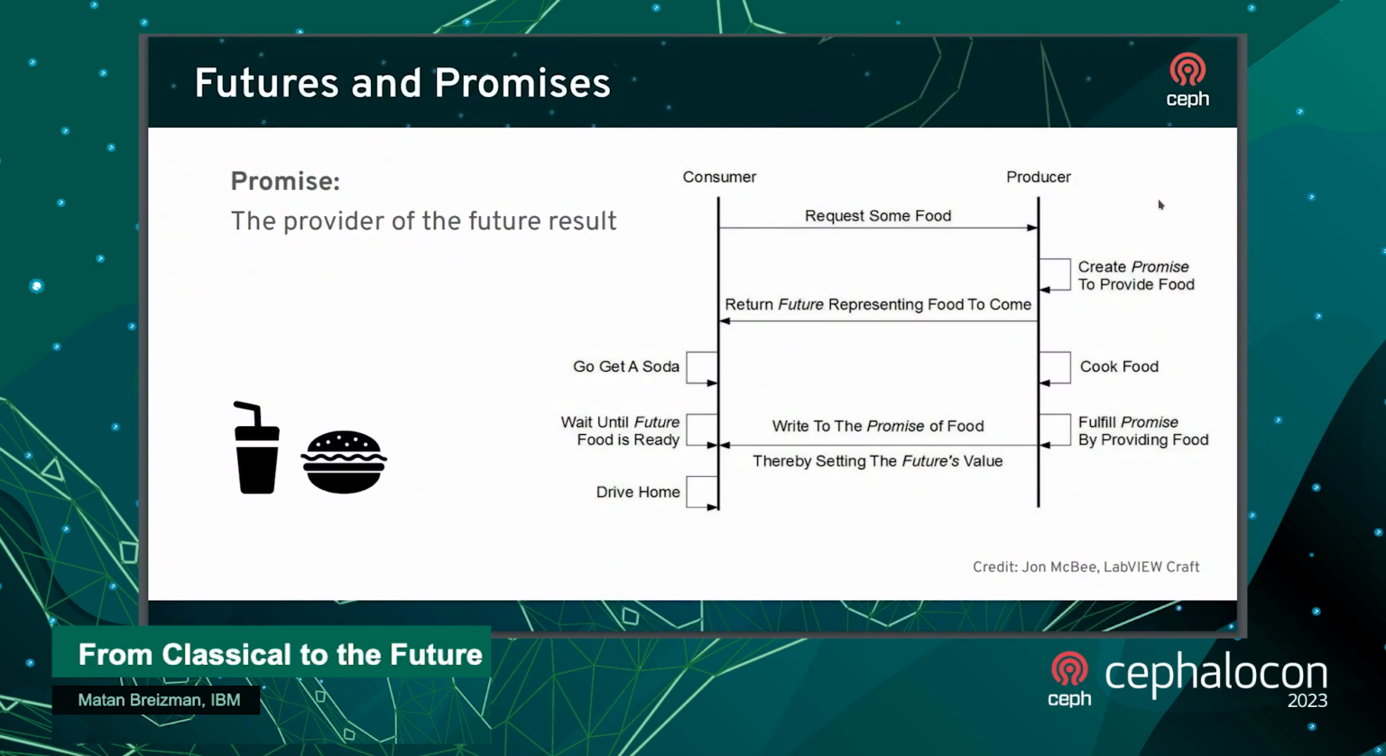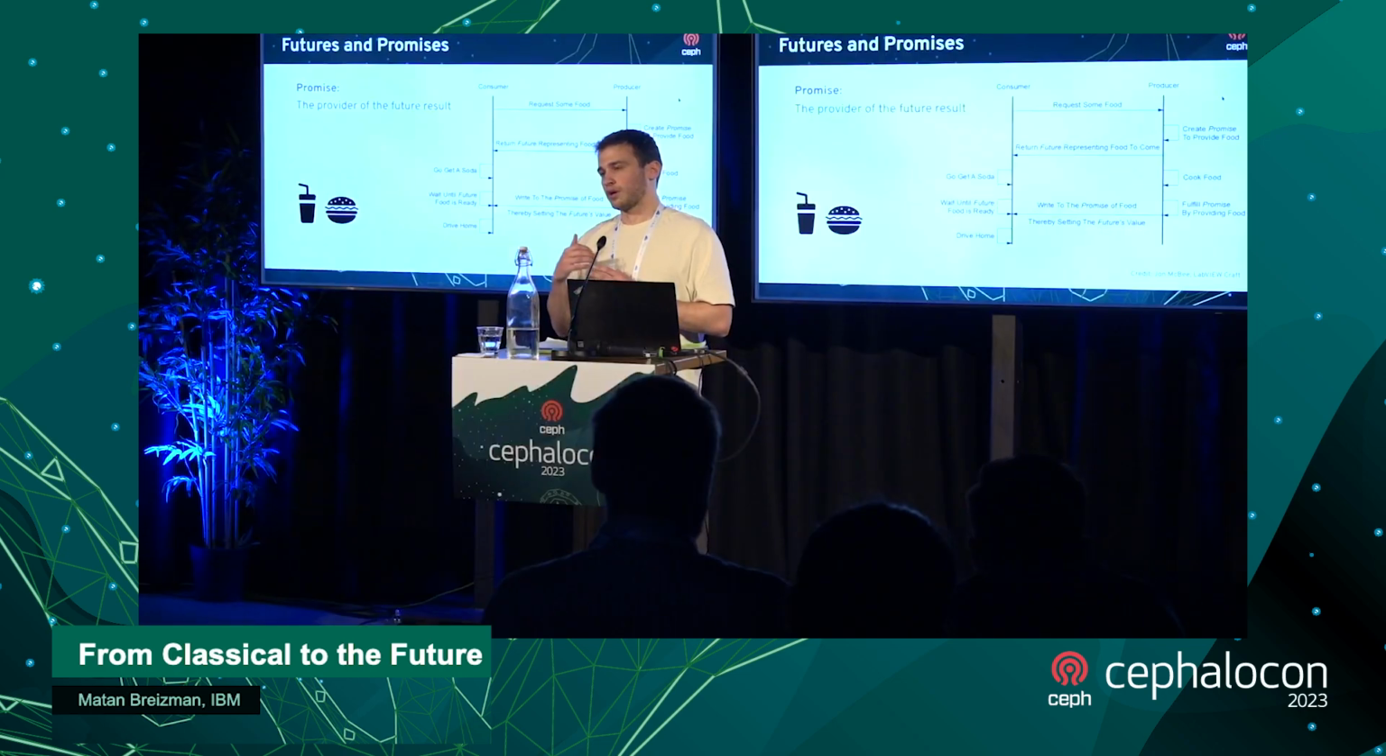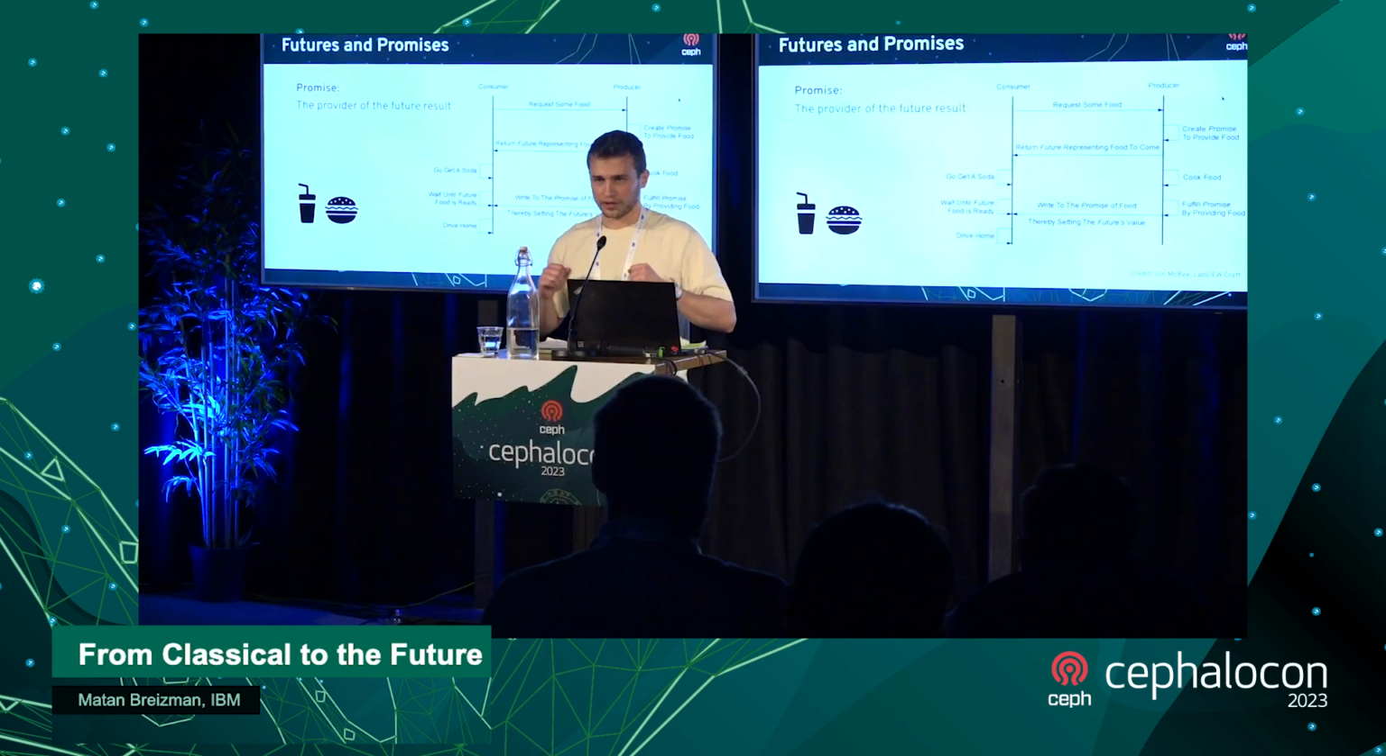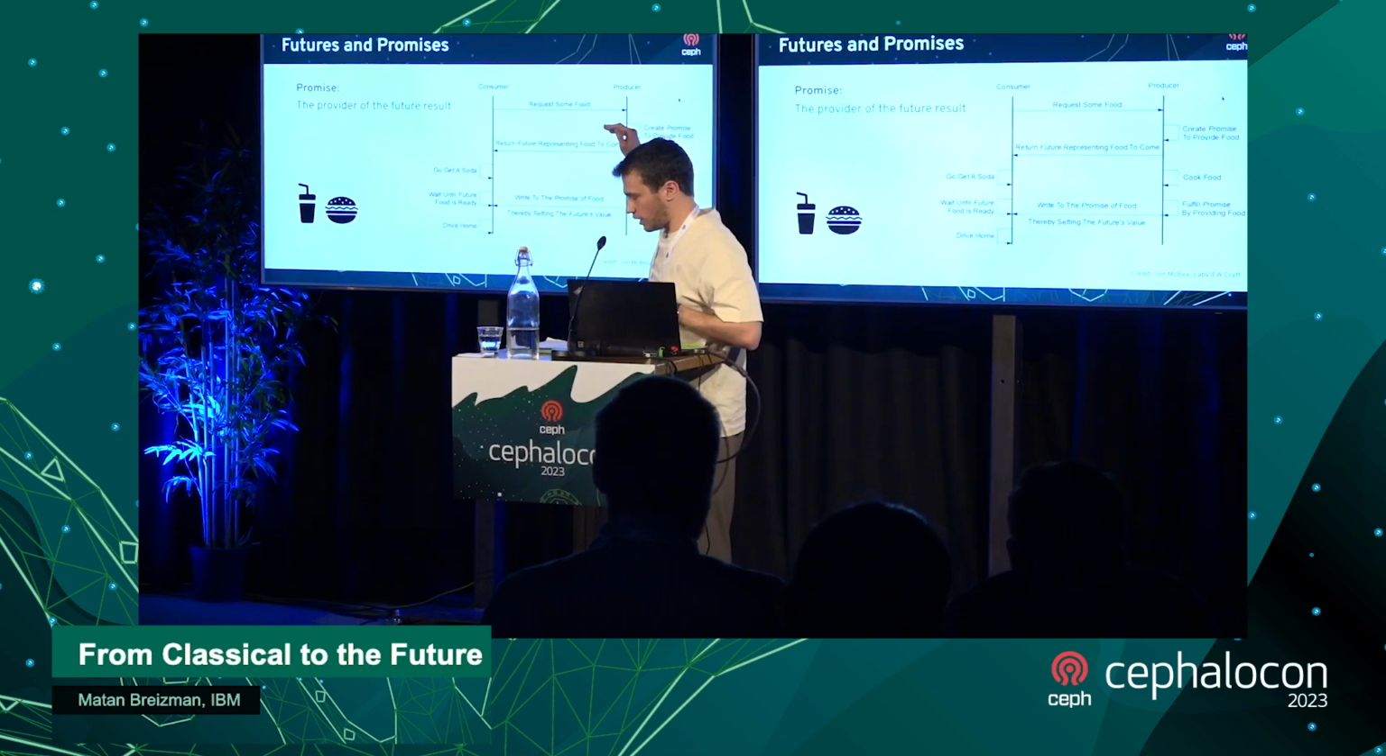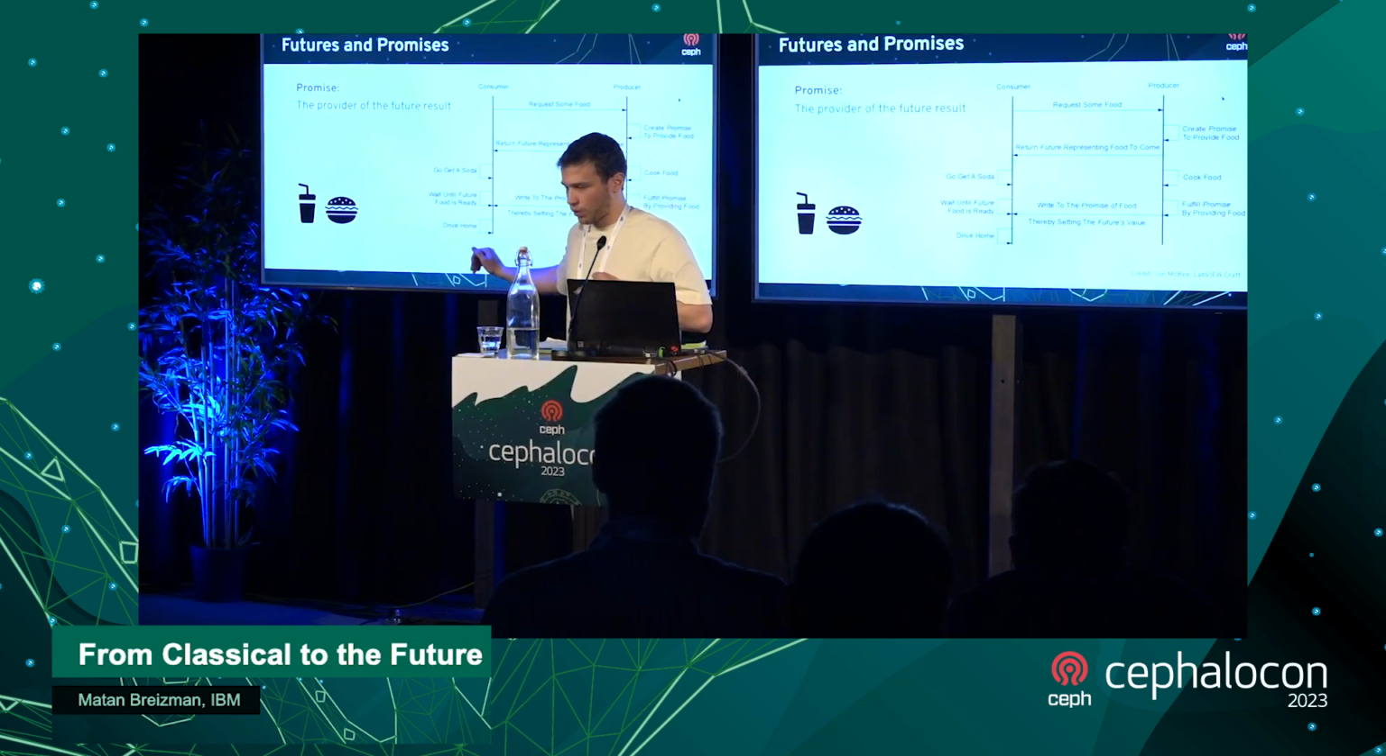In the analogy, I order a burger from a burger joint. The receipt, when I pay for my order, is the restaurant's promise to deliver me a future burger once it is ready. And while I wait for my meal to be cooked, I can do other stuff like grabbing a soda and so on. So let's see it in the timeline here; I will explain and go over it.